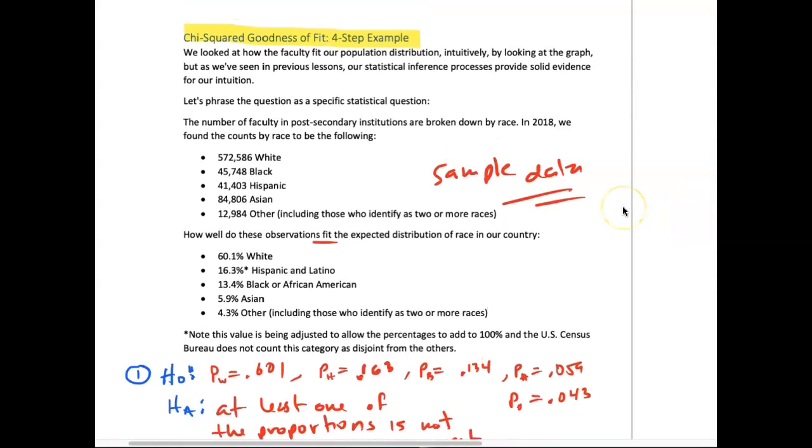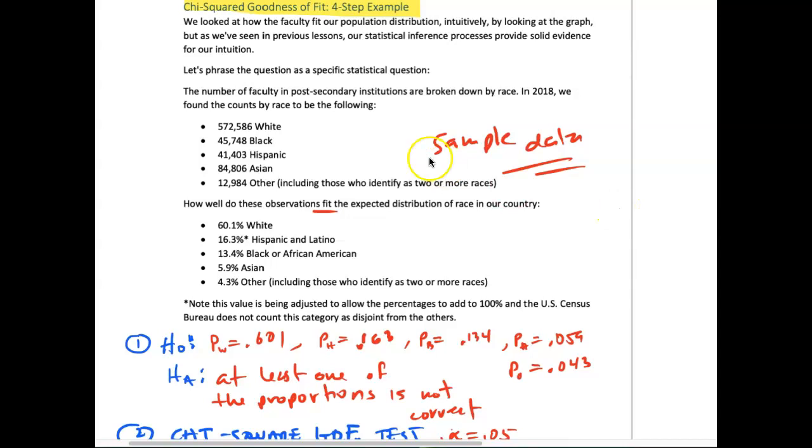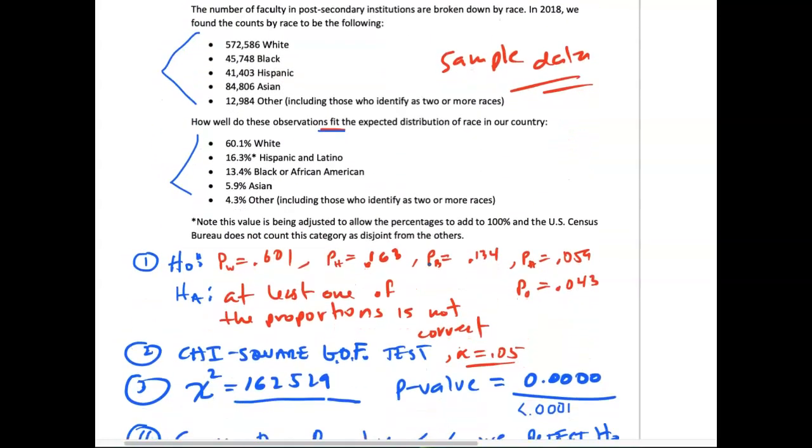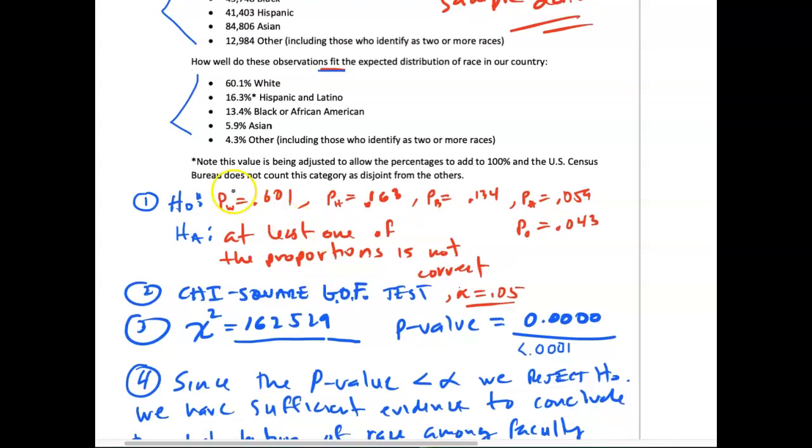Let's go ahead and take a look at a full four-step example of a chi-square goodness of fit test. So we're going to use that data that we had about what we observe, which is here, the number of professors by ethnicity, and we want to see if those observations fit the expected distribution of the U.S. Census. So the computer will do that, but here's the setup, how we write the test.